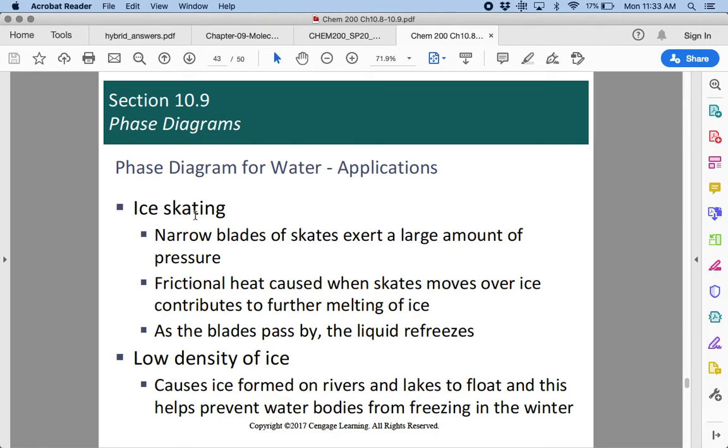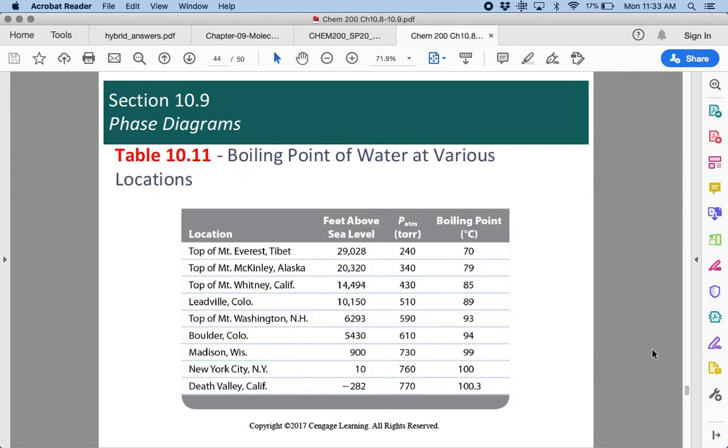And another example with ice that we don't really get to experience, but in places where it's cold and you have ice skating, what's actually happening is there's such a narrow blade, and the weight of the person on the blade exerts such a large amount of pressure over a small area that you're actually causing the ice to melt right under the blade, and that's what you're skating on. But then as the blade passes by, because everything around it is so cold, it will refreeze again.